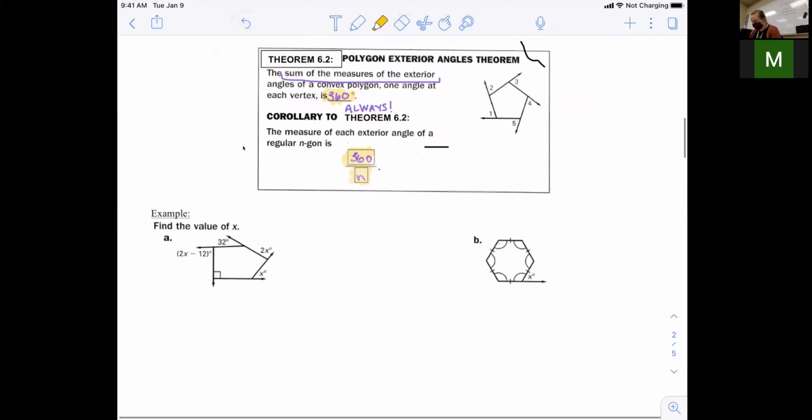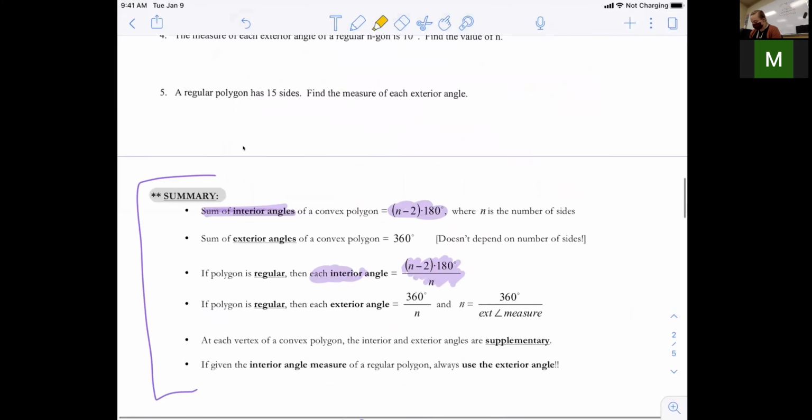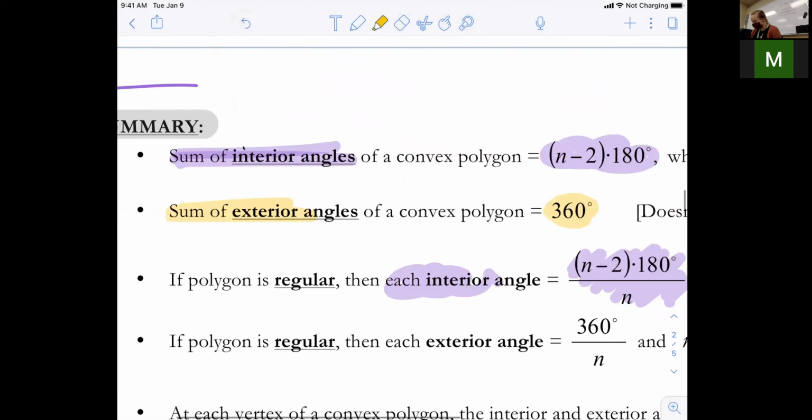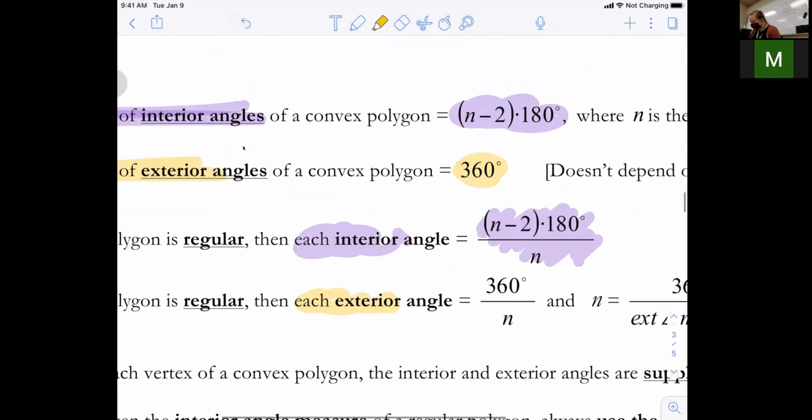So if you're color coordinating on your other page, I'm going to say the sum of the exterior angles is 360. And I'm going to say each exterior angle is 360 divided by n.